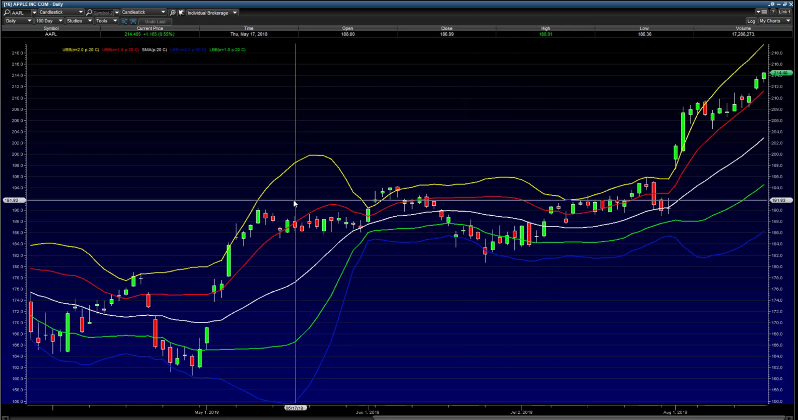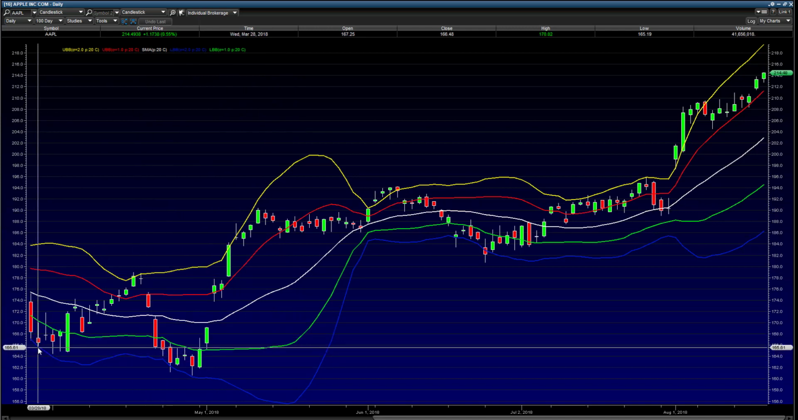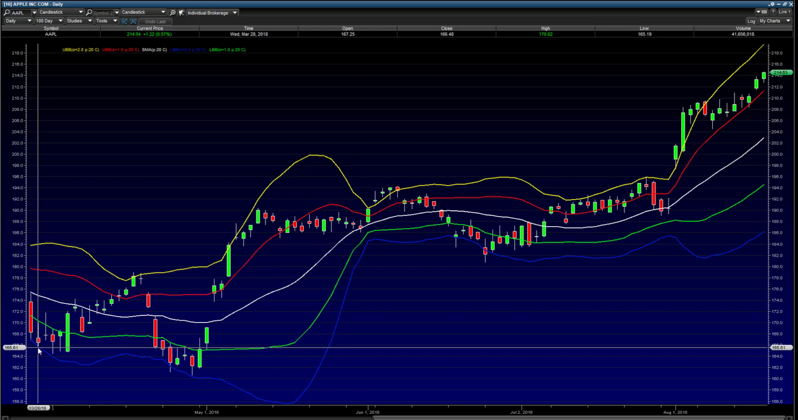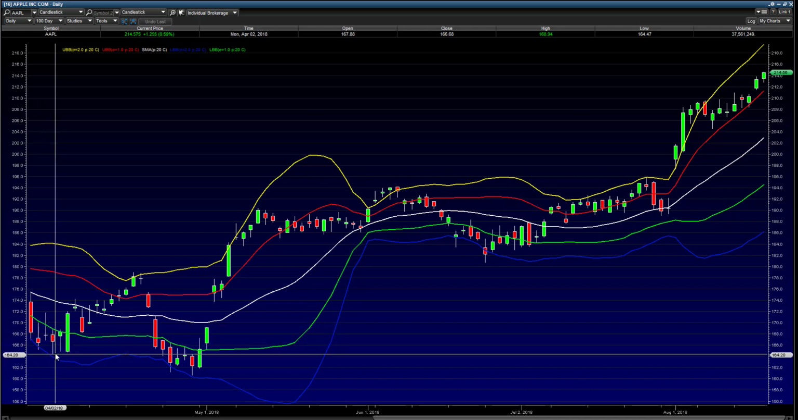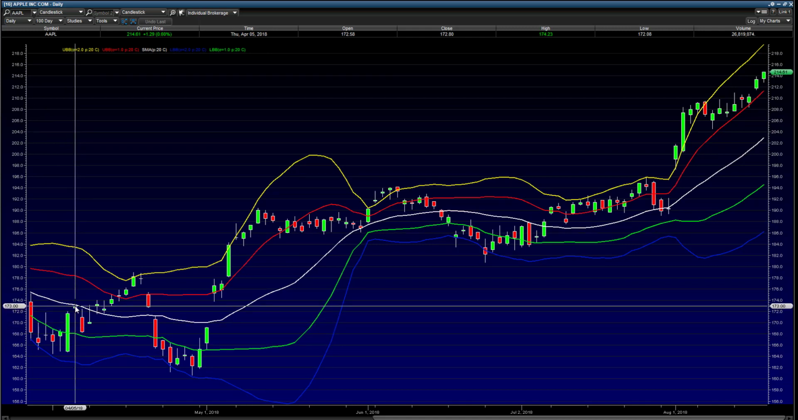So let's look back. We've got 100 days. Spotify: it touches it that day. The next day, it breaks that green line. So there's your entry. Held here, and about 4 days later, you have a sell right here when it breaks the.